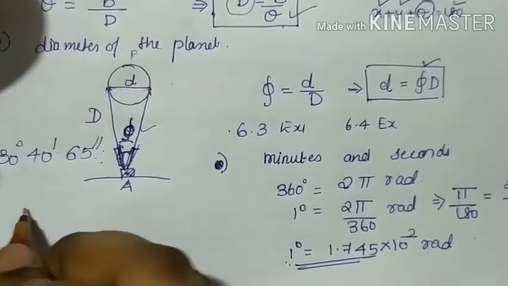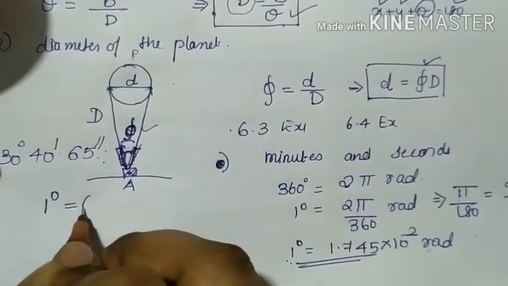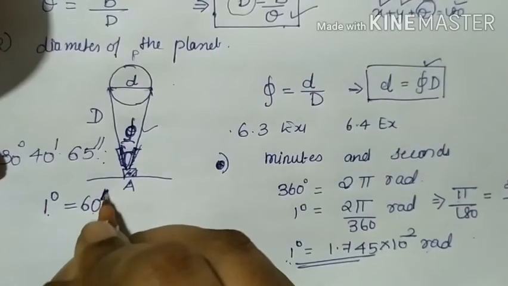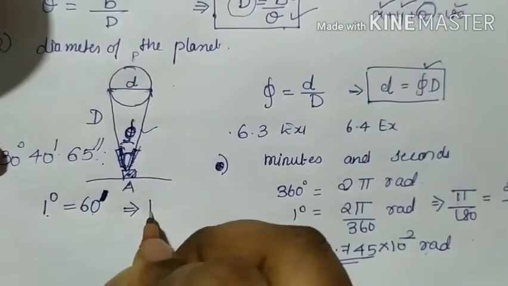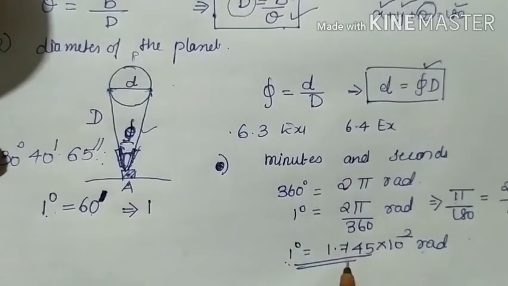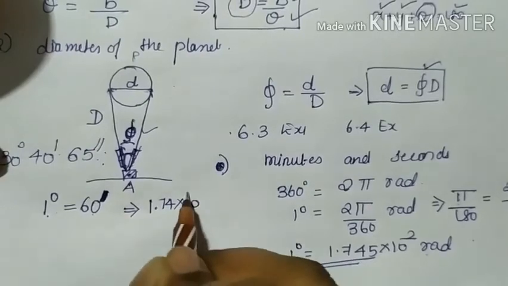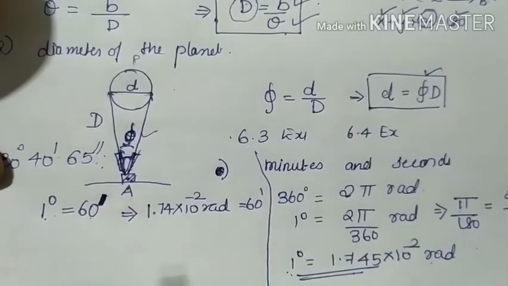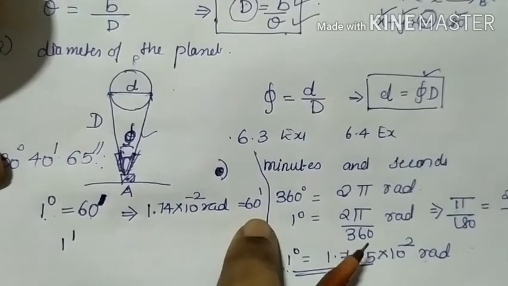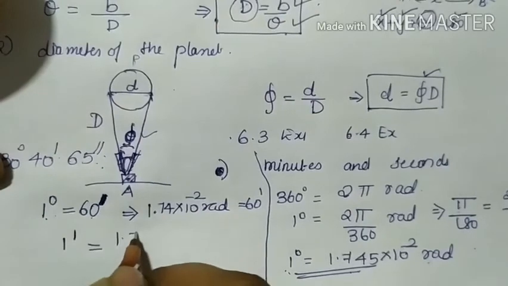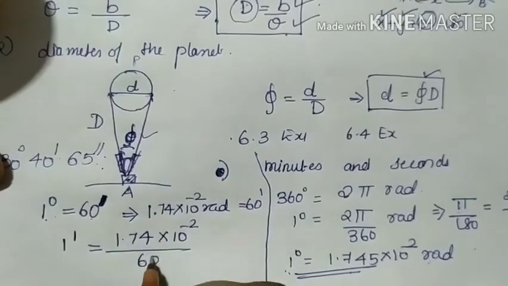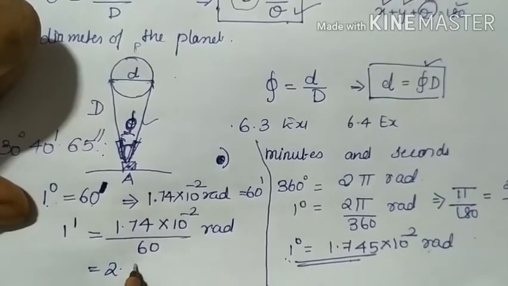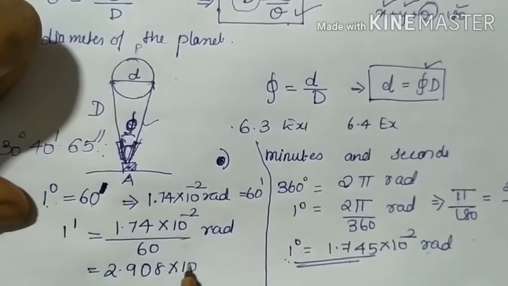Now that conversion I'm going to tell you. See, 1 degree is 60 minutes. How much? 1 degree is 60 minutes. Sorry, 1 dash only. So here 1 degree, which I have written as 1.745 into 10 to the power minus 2 radian, is equal to 60 minutes. So can't I write 1 minute is equal to 1.745 into 10 to the power minus 2 divided by 60 radian? Now after calculation you will get the value as 2.908 into 10 to the power minus 4 radian.